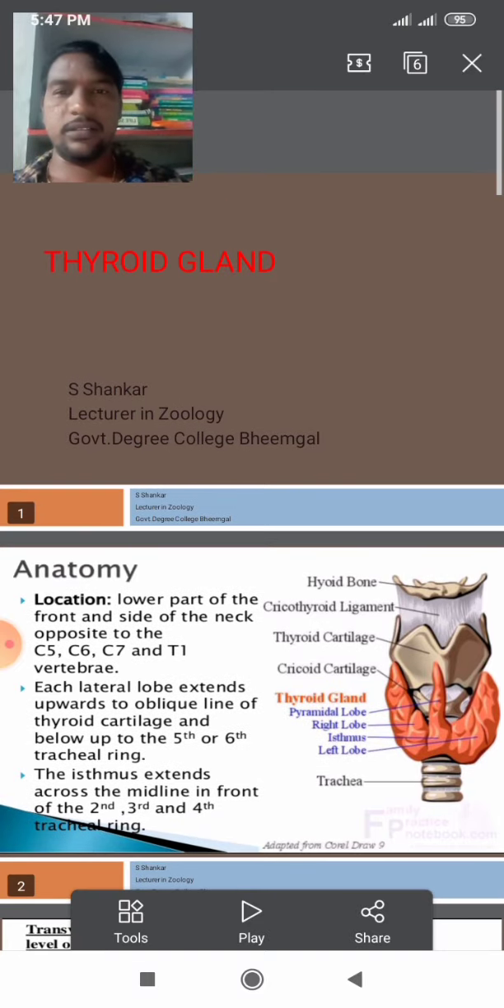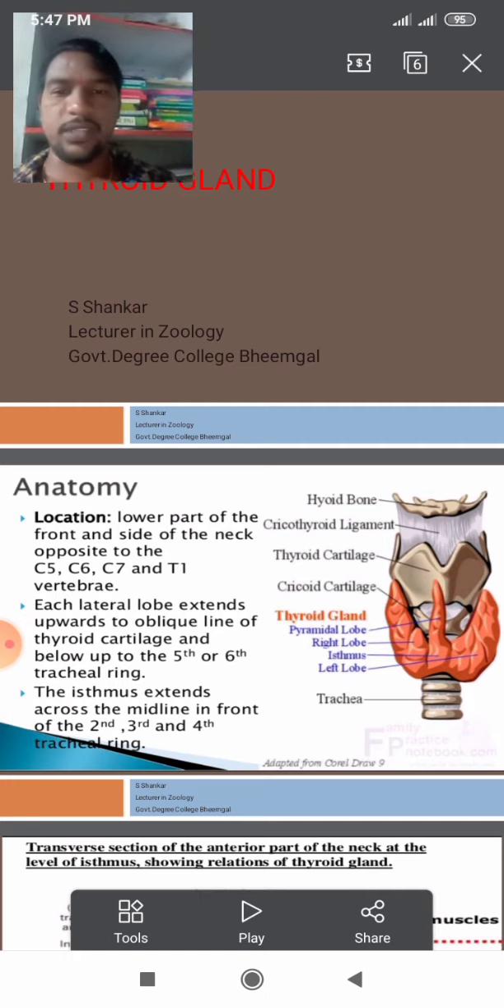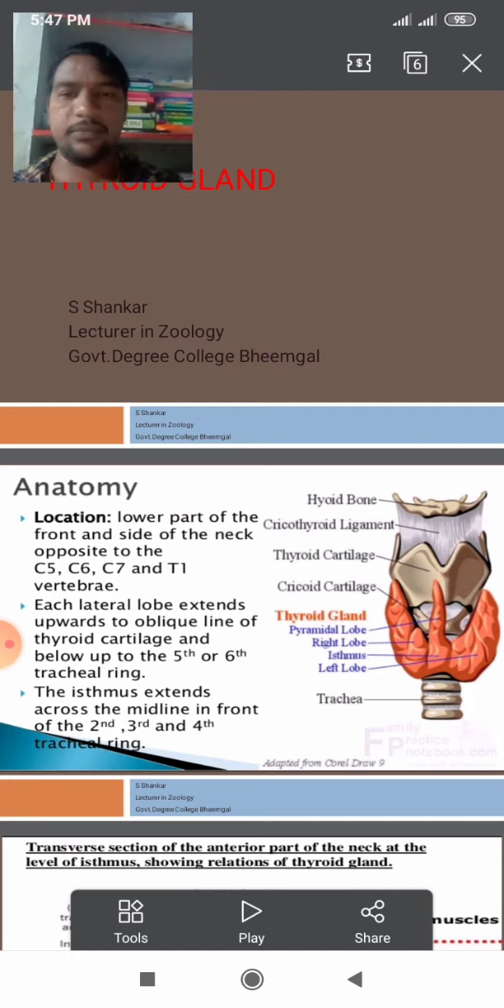Today's topic is the thyroid gland. First one is anatomy, location.